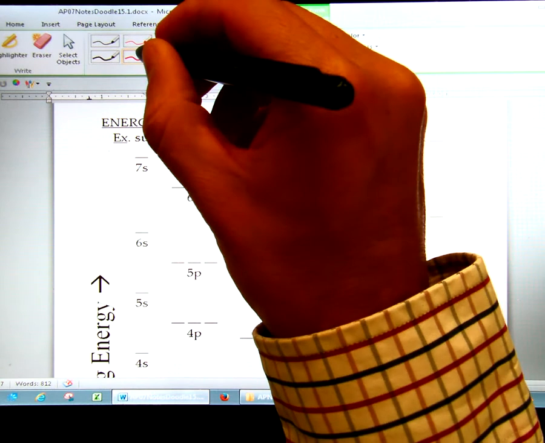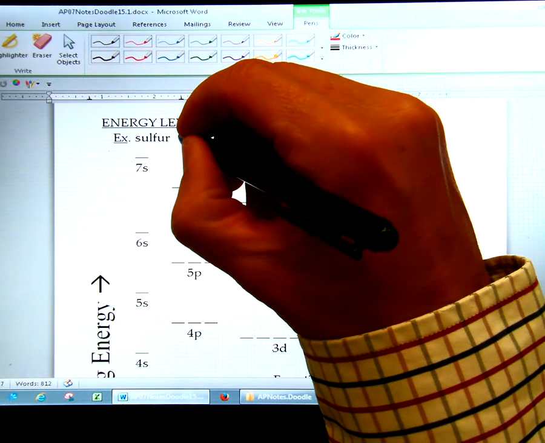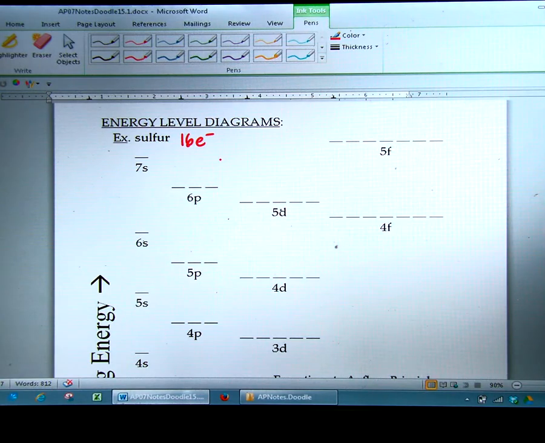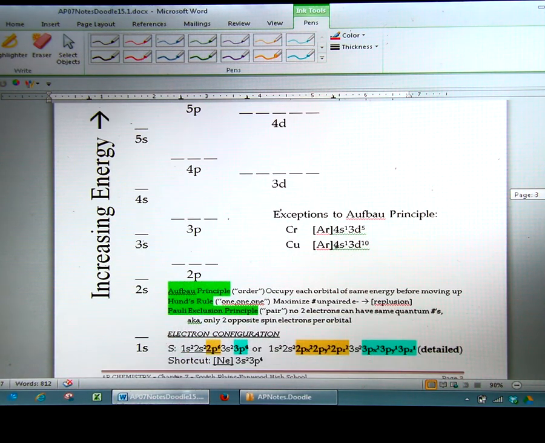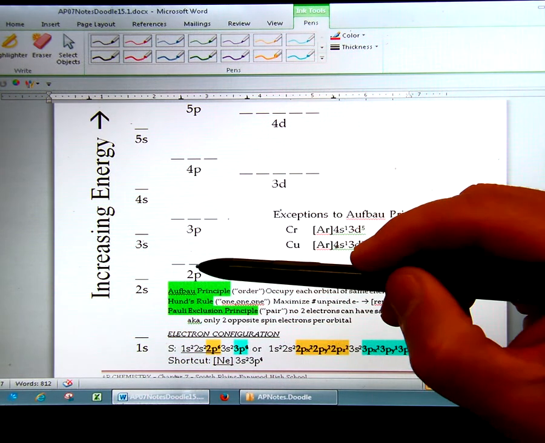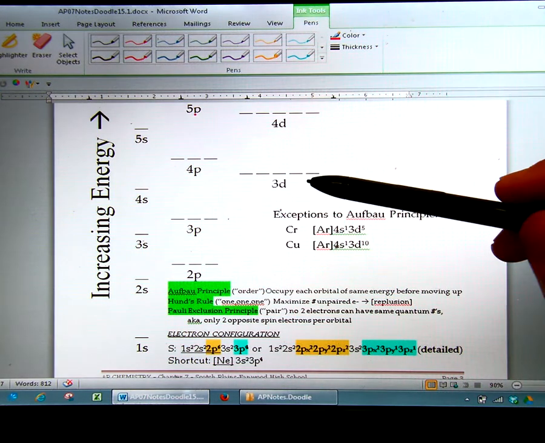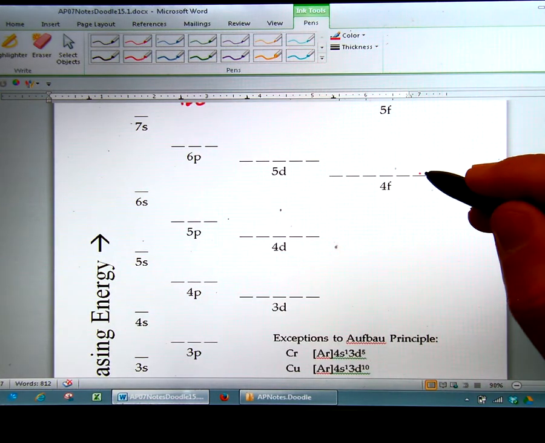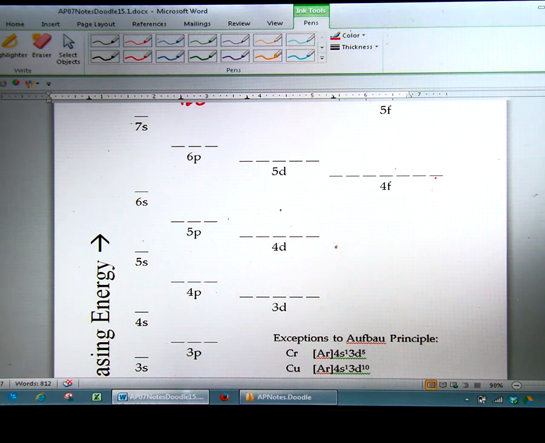Let's take an example like sulfur. Sulfur has 16 electrons because it's atomic number 16, so 16 protons matches 16 electrons. We're going to be filling these electrons into different orbitals. This video is building on the last video where we learned that S's come in sets of 1, P's come in sets of 3, D's come in sets of 5, and F's come in sets of 7. So the number of blanks tells you the number of orbitals.